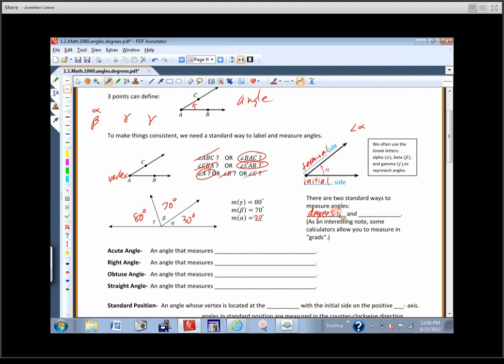Does anybody know what the other one is? Radians, very good. Okay, so radians. And we're going to use both of these. Radians, probably more than degrees. But we'll go back and forth and learn how to convert those.